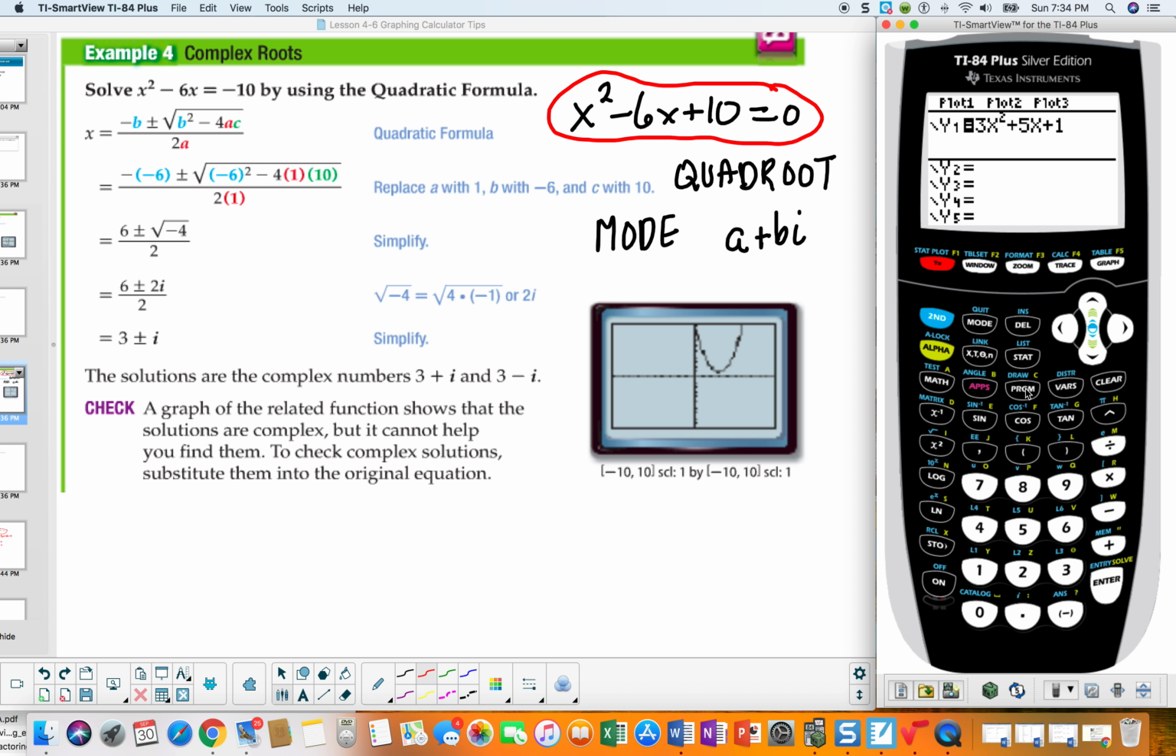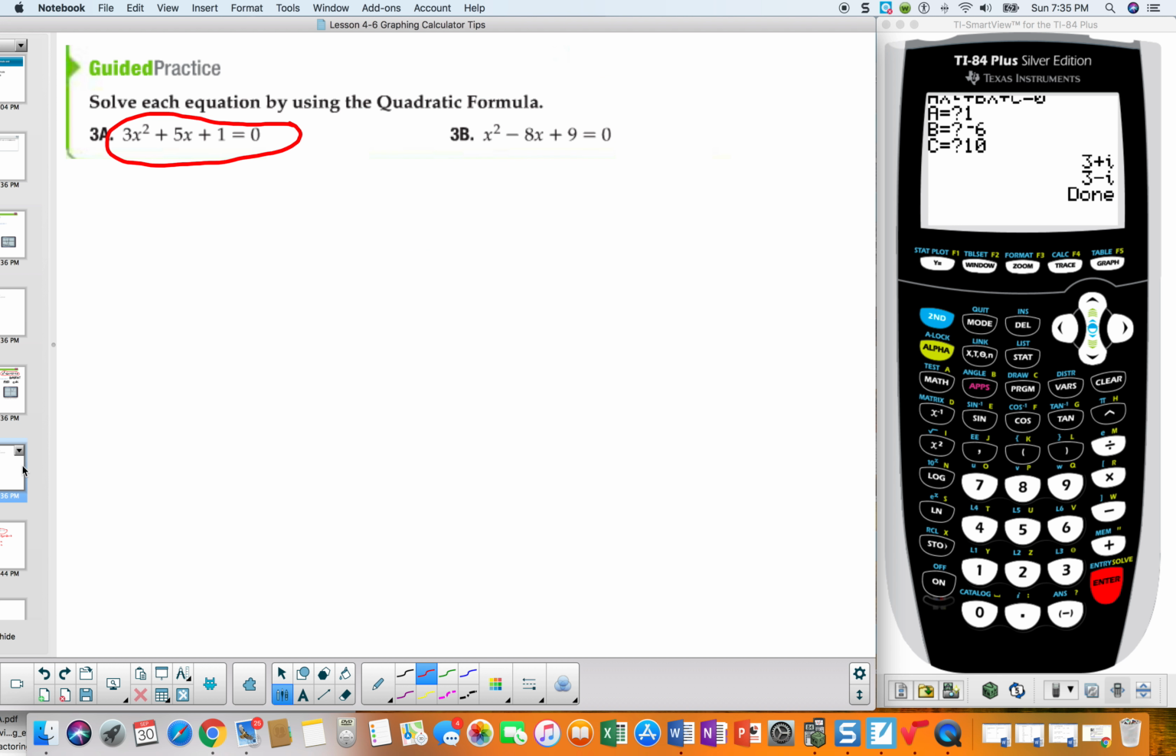Now I'm going to go to program, and here's a program called quadroot. In other words, it'll give you the roots of any quadratic that you give it, and we're going to press enter and then enter again so it can run the program. It's asking for the a coefficient. For this problem it's 1. Then it's asking for the b coefficient, which is -6, enter, and then the c coefficient, 10. And then it gives us our answers, which is what we got over here, 3 plus i and 3 minus i.